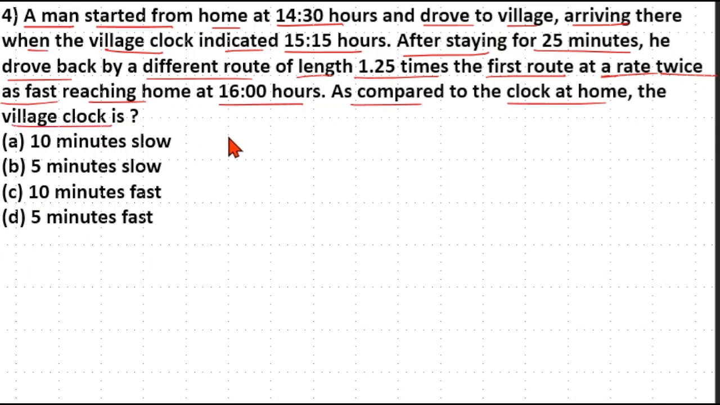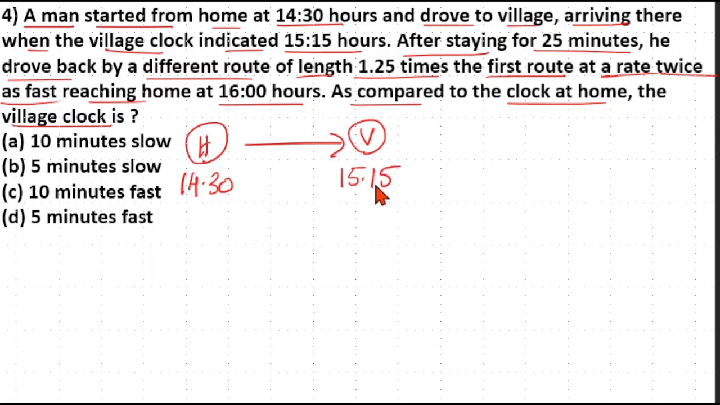Here you can solve this question in two methods, one using calculation and the other using simple logic. I will show you the calculation method first. A man started from home at 2:30 hours. Then he went to a village. When he came to the village, the village clock indicated 3:15 hours. Then he stayed there for 25 minutes. Then he returned to his home by a different route and reached home at 4 hours.